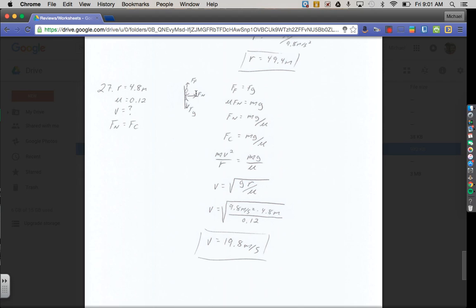So which force points towards the center of our circle? In this case, it's going to be the normal force. That's going towards the center in this circular ride. So my normal force is my centripetal force.